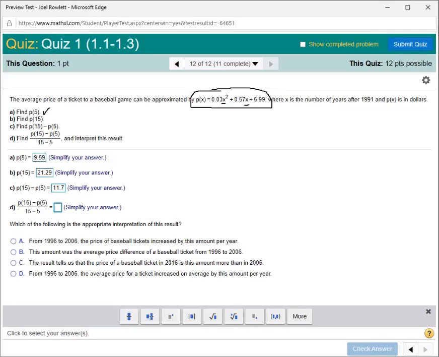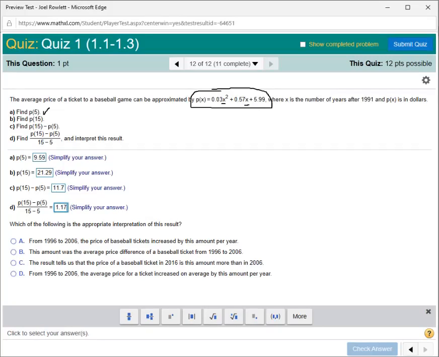And then I'm going to take that answer and divide by 15 minus 5, which is 10. So if I take 11.7 and divide that by 10, that's going to move the decimal place over to the left 1. That's going to give me 1.17. Okay, so that takes care of the math. And then we have, which of the following is the appropriate interpretation of this result?